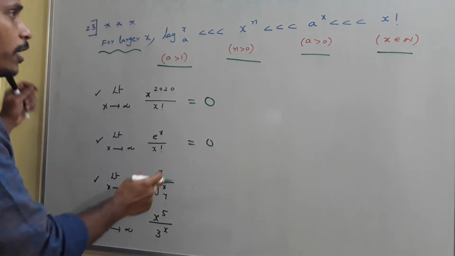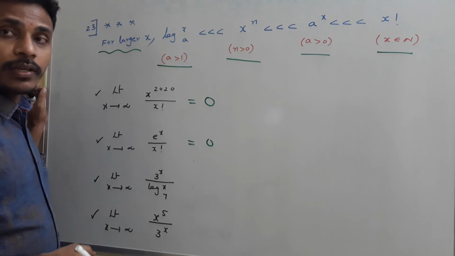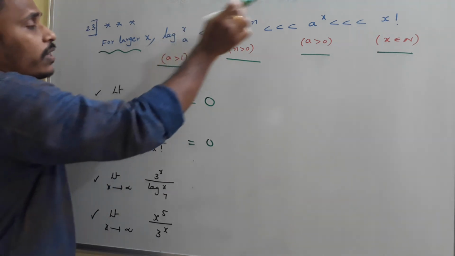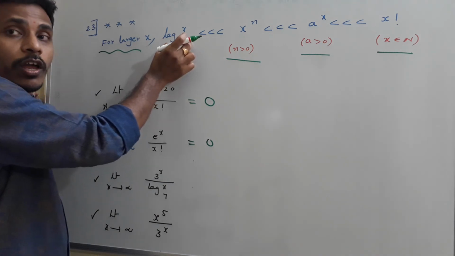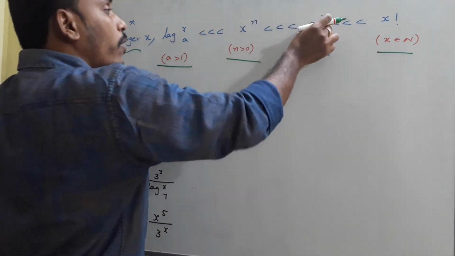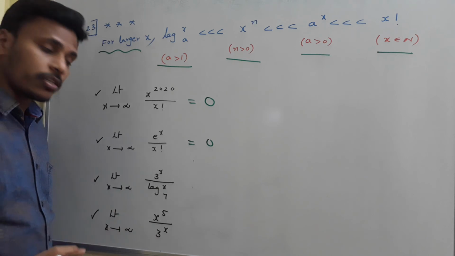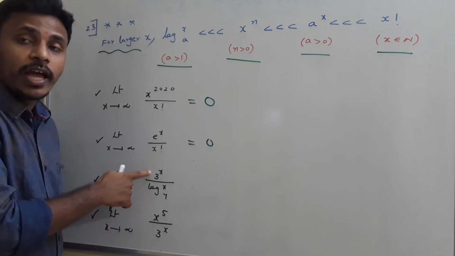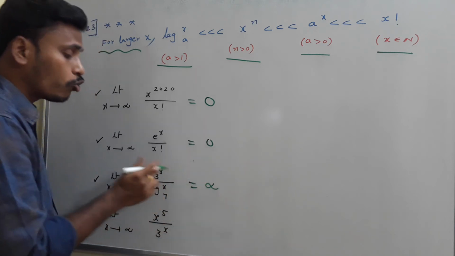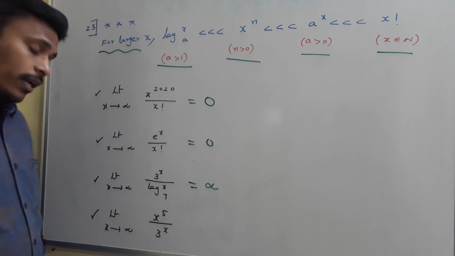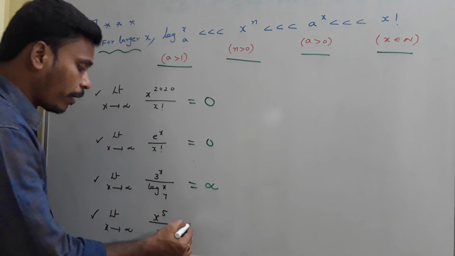And again, 3 power x by log x to the base 7. See, log x to the base 7 and 3 power x, this type of function. This logarithmic value is very small. That a power x value is very large. We are dividing a larger value by this smaller value, then the value is infinity, because the numerator is larger and the denominator is smaller. Then x power 5 by 3 power x.